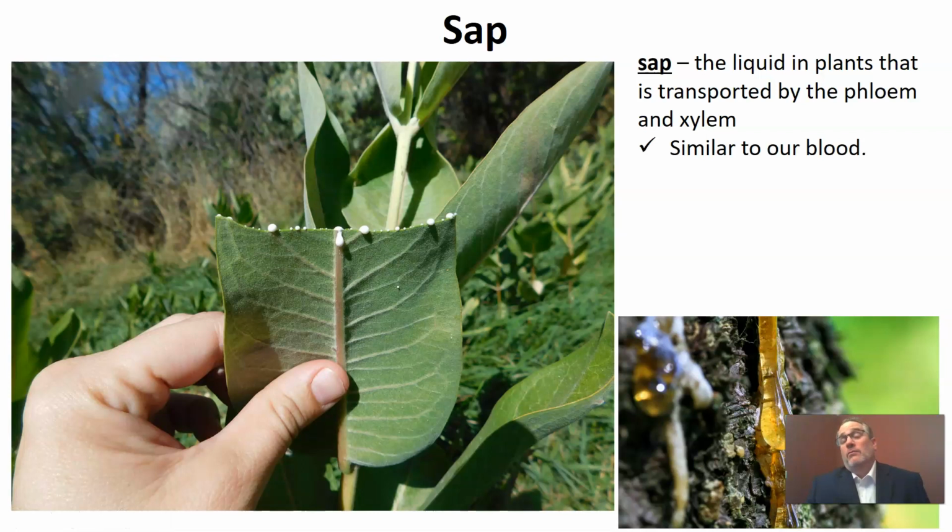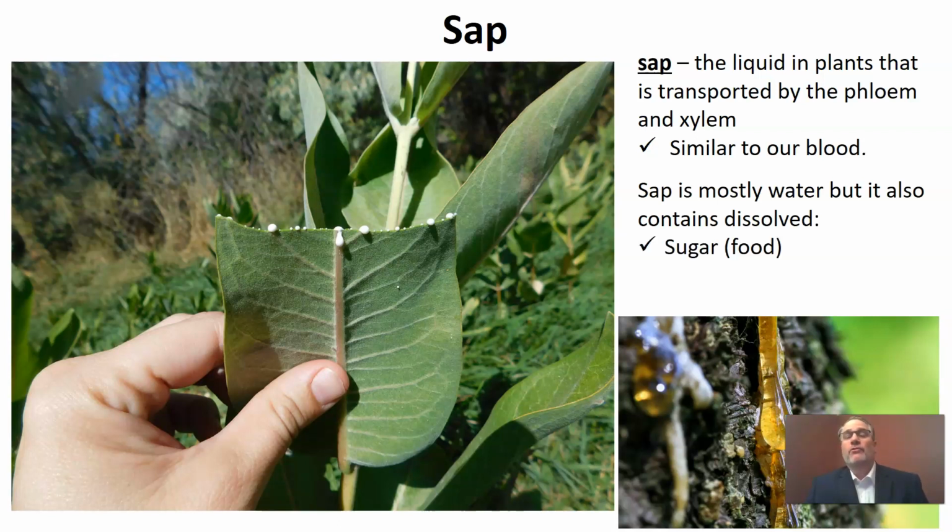So really, sap is just our blood. You can think of it as plant blood. Sap is very similar to our blood. Our blood is mostly water. It's used to transport materials to every cell in our body. That is exactly what plants use sap for. They're going to move food molecules. They're going to move sugars to all the cells. The minerals that are dissolved in the water that the roots absorbed, they're going to move those to all the cells.